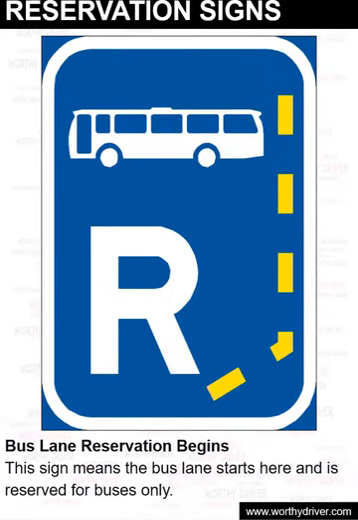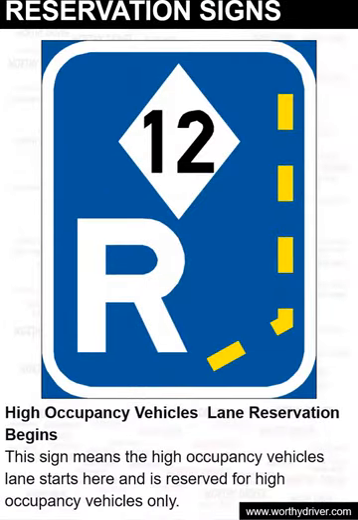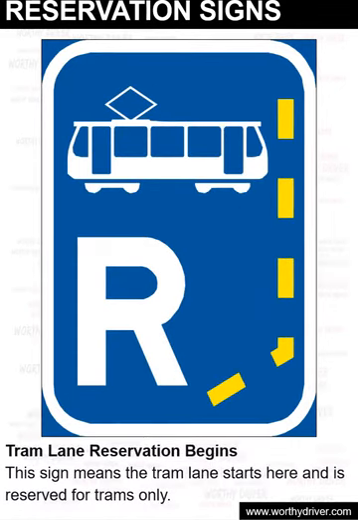Bus lane reservation begins. This sign means, the bus lane starts here, and is reserved for buses only. High occupancy vehicles lane reservation begins. This sign means, the high occupancy vehicles lane starts here, and is reserved for high occupancy vehicles only. Tram lane reservation begins. This sign means, the tram lane starts here, and is reserved for trams only.